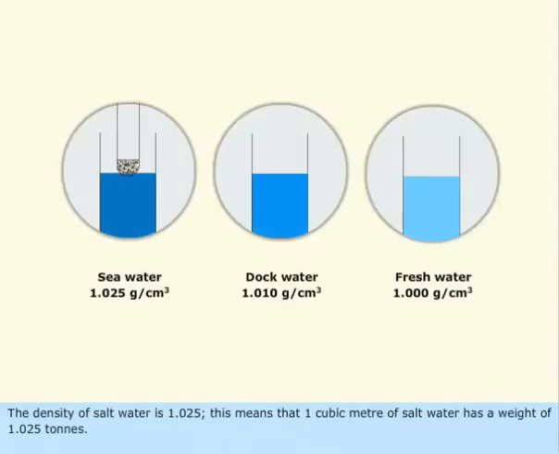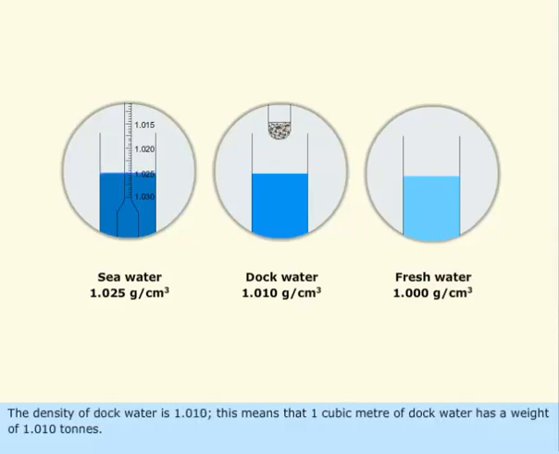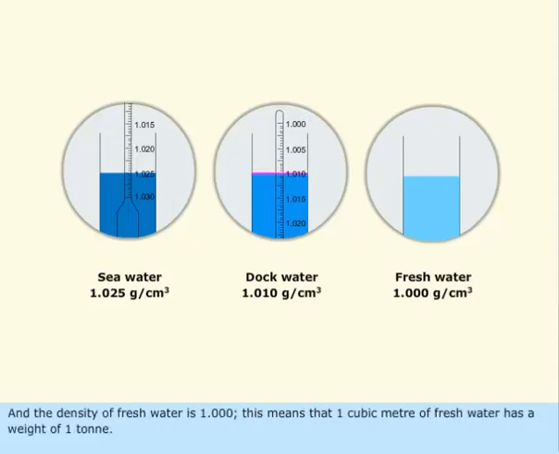The density of salt water is 1.025. This means that 1 cubic meter of salt water has a weight of 1.025 tons. The density of dock water is 1.01. This means that 1 cubic meter of dock water has a weight of 1.01 tons. And the density of fresh water is 1. This means that 1 cubic meter of fresh water has a weight of 1 ton.